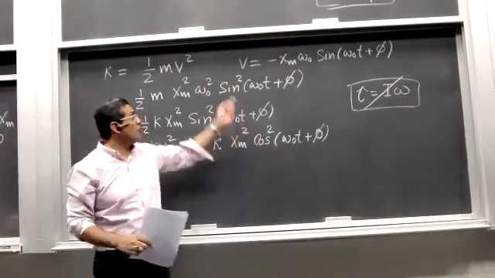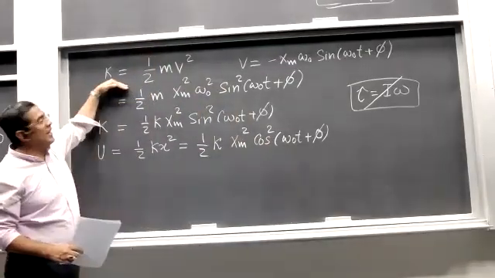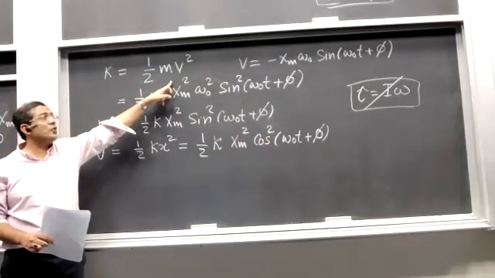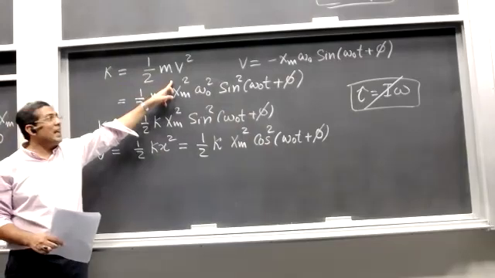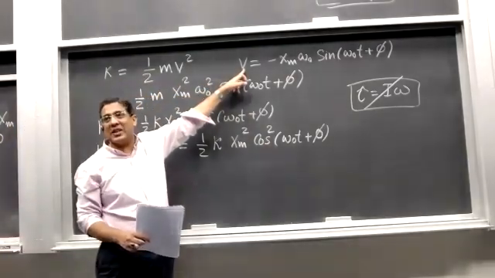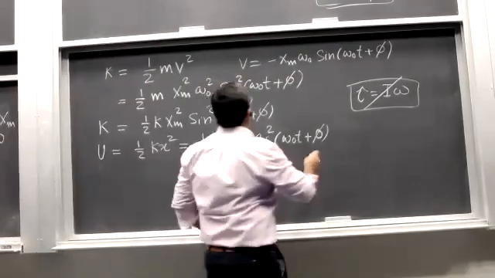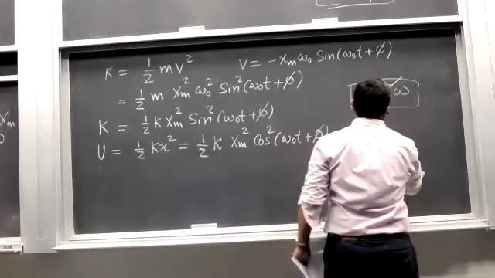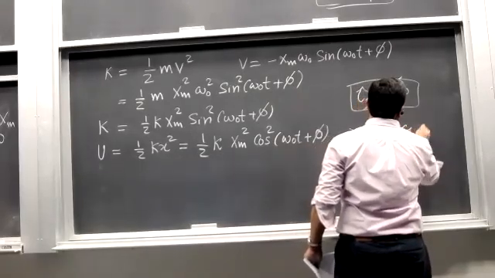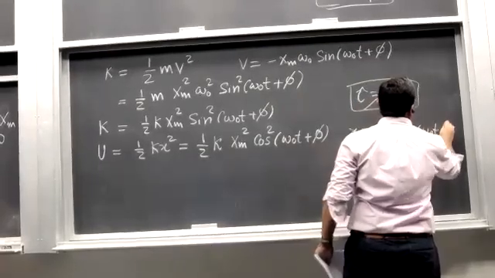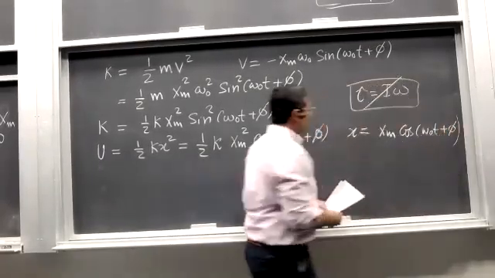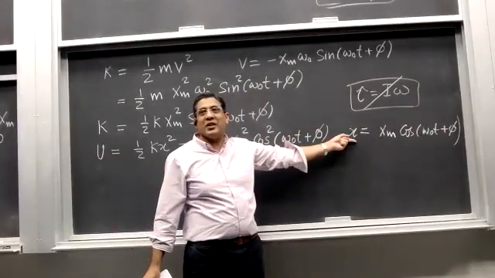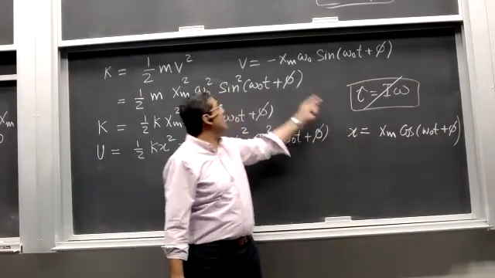Yes. Now look, wait. You have to be careful. This is kinetic energy. And this definition is half mv squared, right? And v is the derivative of x. Let me just write here. x is xm cosine of omega naught t plus phi. That's x of t. That's what we calculated. That is the solution of our equation, right? If you take its time derivative, you will get v.